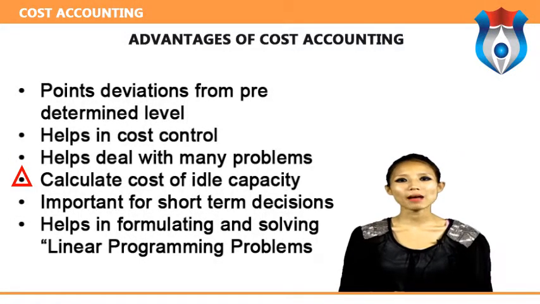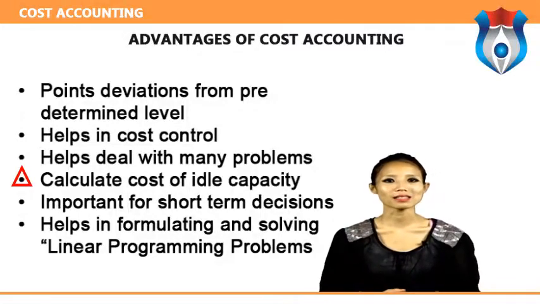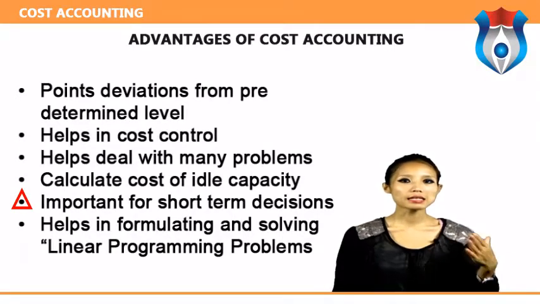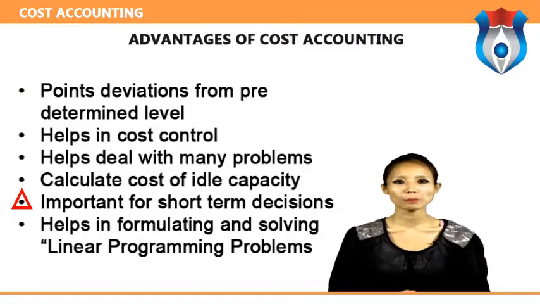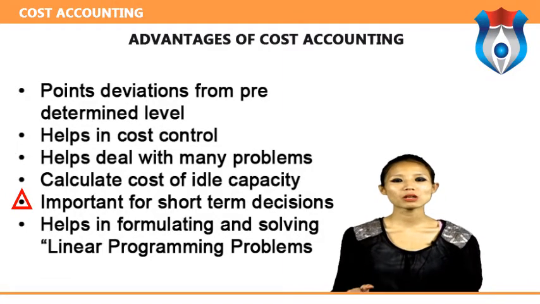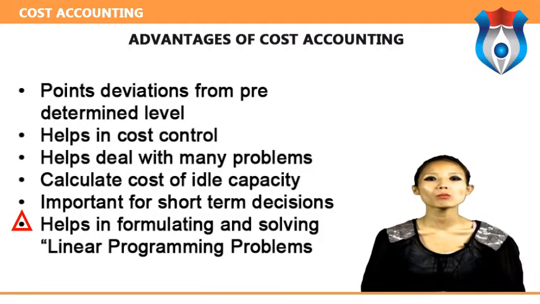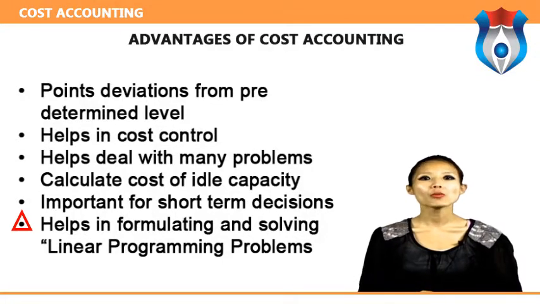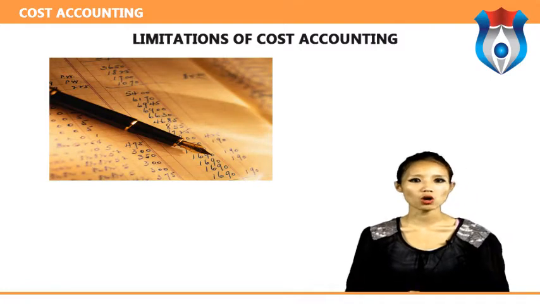The cost of idle capacity can be easily worked out when a concern is not working to full capacity. The use of marginal costing technique may help the executives in taking short-term decisions. This technique of costing is highly useful during the period of trade depression, as the orders may have to be accepted during this period at a price less than the total cost. The marginal cost has a linear relationship with production volume, and hence in formulating and solving linear programming problems, marginal cost is useful. Let us now learn the limitations of cost accounting.